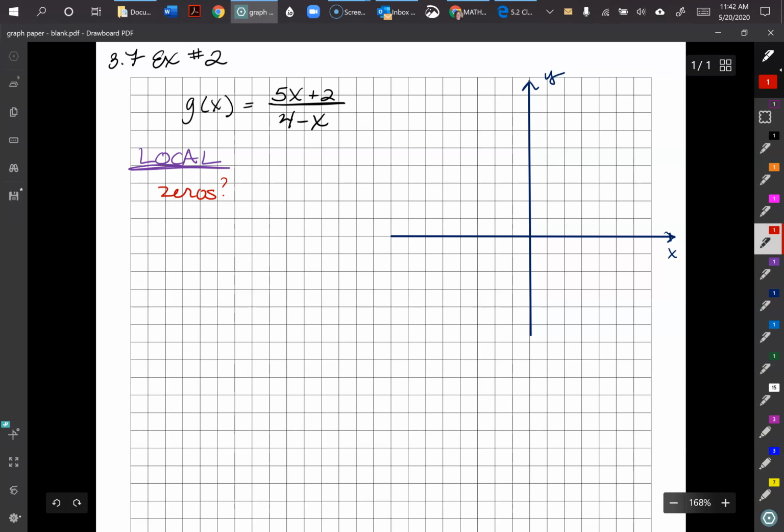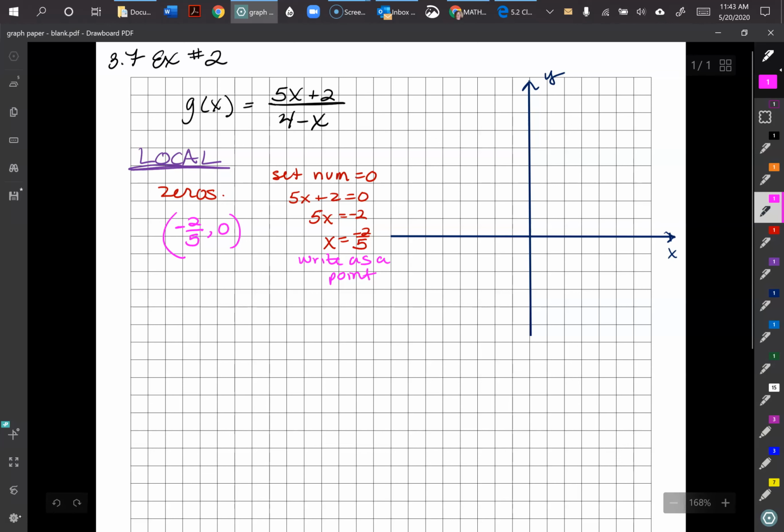Are there any zeros? You're going to set the numerator equal to 0, because if that's 0, everything's 0. So if 5x plus 2 equals 0, then I would have 5x equals minus 2, x equals negative 2/5. I don't want to just leave it that way because it looks like an equation. I want to make sure that I write it as a point. Zeros get written as points. So negative 2/5, 0. Okay, so we got our zeros.